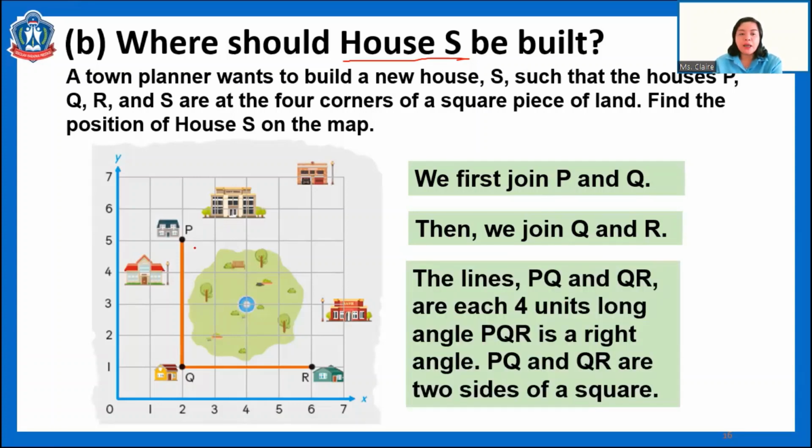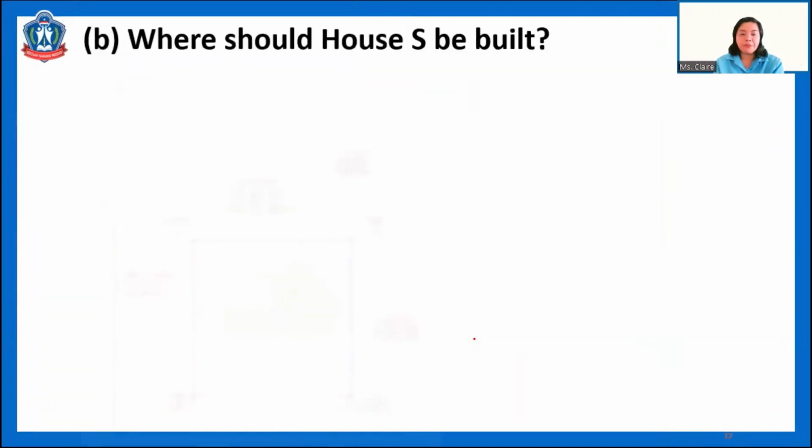So the lines PQ and QR are each 4 units long. Let's count. 1, 2, 3, 4. Oh, 4 squares. Here, 1, 2, 3, 4. It means to say 4 units long. Therefore, P to S should be 4 also, and R to S should be 4. So, PQR is a right angle, right? This is a right angle here. PQ and QR are two sides of a square.